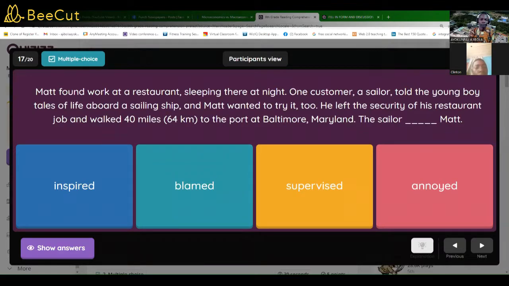Matt found work at the restaurant, sleeping there at night. One customer, a sailor, told the young boy tales of life aboard a sailing ship, and Matt wanted to try it too. He left the security of his restaurant job and walked 40 miles, 64 kilometers, to the port of Baltimore, Maryland. The sailor inspired Matt.